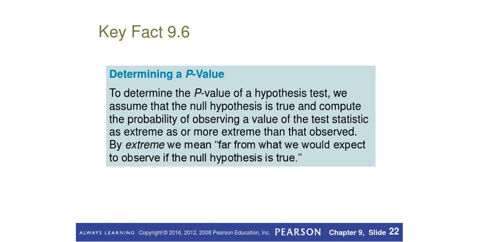All right, so if we're going to determine the p-value of the hypothesis test, we're going to assume that the null hypothesis is true, and then we compute the probability of observing the value of the test statistic as extreme as or more extreme than the observed value. By extreme, we mean far from what we would expect to observe if that null hypothesis were true.